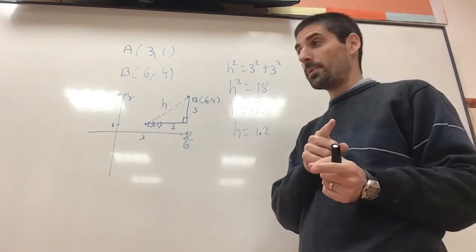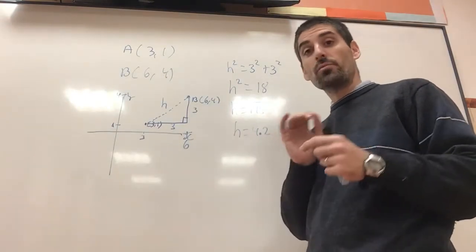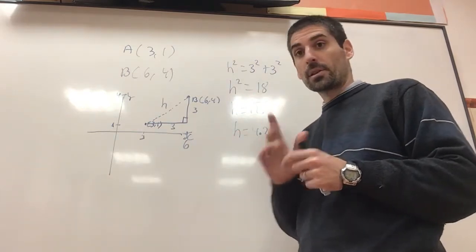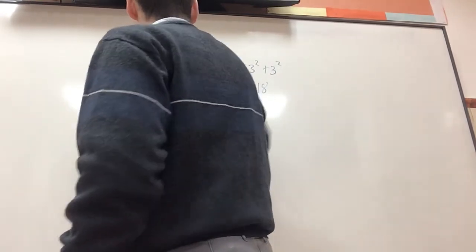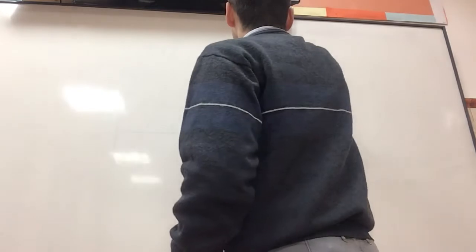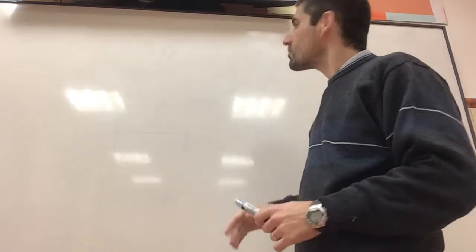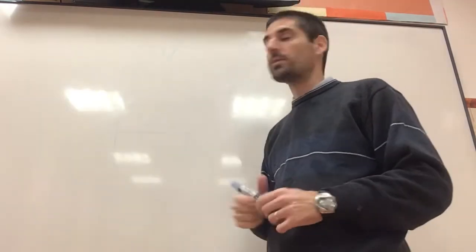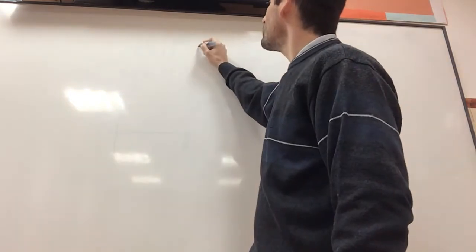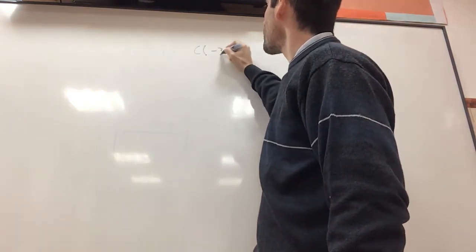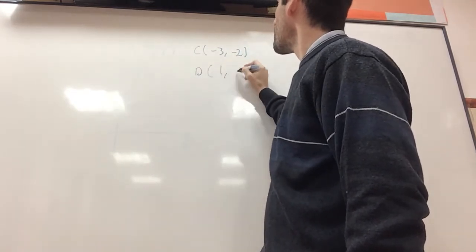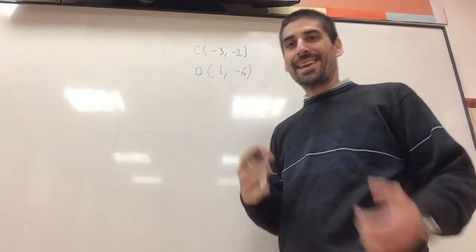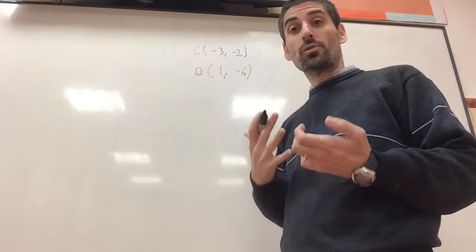I'm going to do another example because I want to show you how to be really, really careful with negatives, okay? So, possibly, I'm going to try to stick to the non-glare area, see how it goes. Possibly, point C is minus 3, minus 2, and point D is going to be 1, minus 6. Again, find the distance between the 2 points.